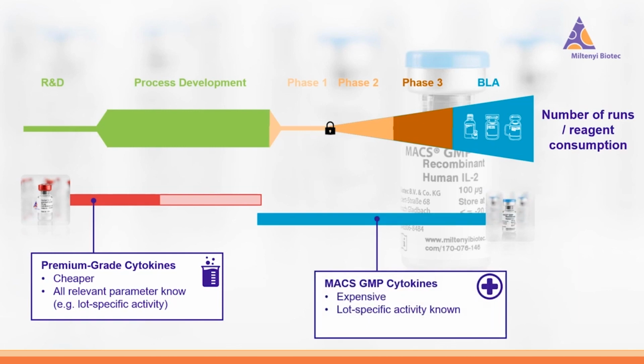And then switch to the more expensive GMP cytokines later on, because these two cytokines are truly translatable. Because unless you know the lot-specific activity, both for the research and for the GMP cytokines, the products are not truly translatable. And if you do this, because you can use the more cost-efficient research cytokines in the process development, this will save you a lot of money, but your process won't suffer from it, because you can easily switch out one of the cytokines for the other.